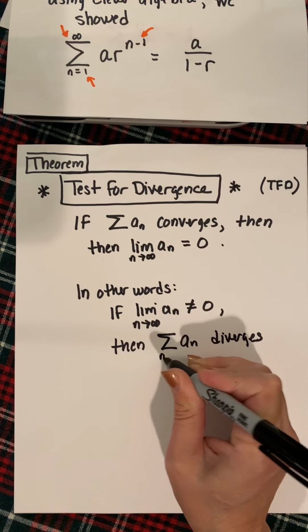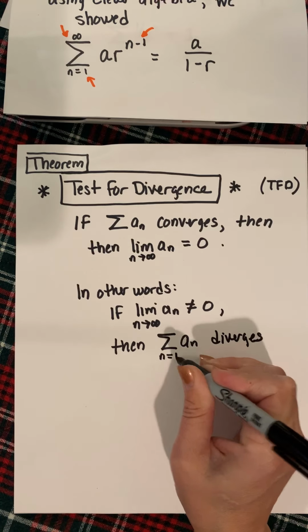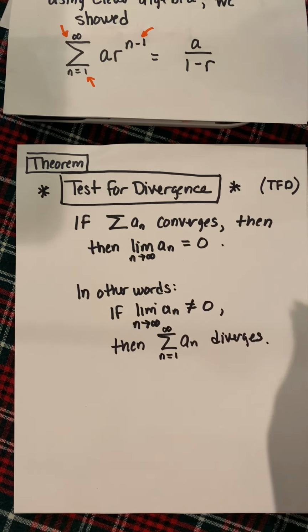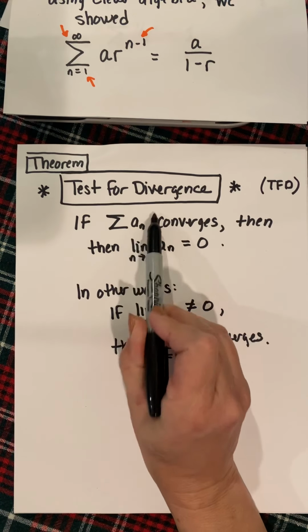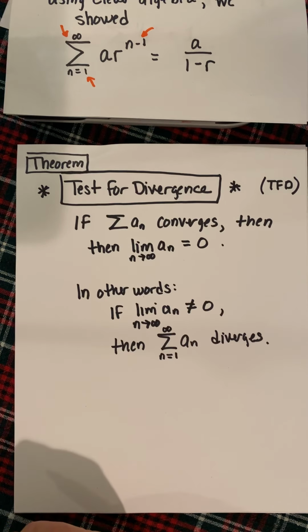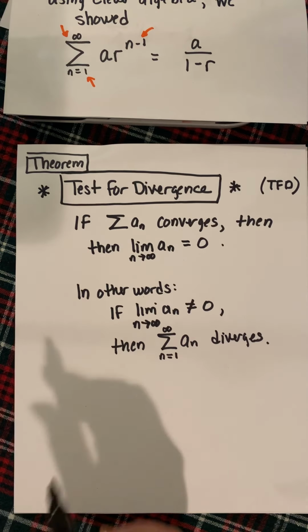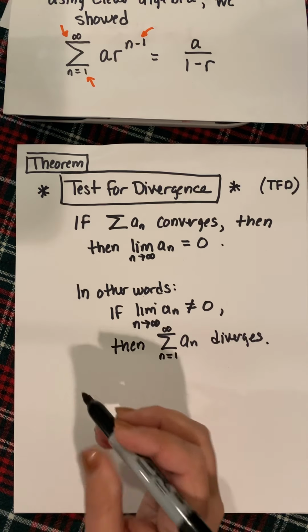Now remember, this is called the test for divergence. It does not tell us definitely if a series converges. It just tells us if it diverges. So first thing you do is look at the corresponding sequence for a series. If the limit is not 0, then we know for sure that the corresponding series diverges. If the limit is 0, then the test is inconclusive.